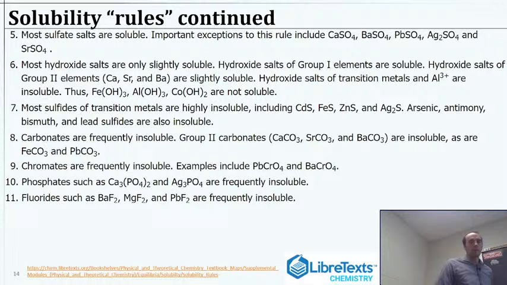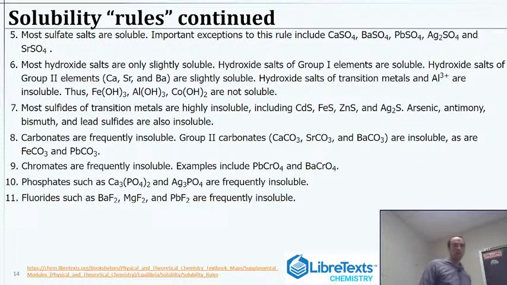Most sulfides, and by the way, I'm saying are or are not soluble. Again, these are generalizations, right? They're going to have some fraction that will dissolve, but generally, as a rule of thumb, not so soluble, right? Okay. Most sulfides of transition metals are highly insoluble. So cadmium sulfide, iron, zinc, silver. In addition to that, arsenic, antimony, bismuth, lead sulfides are not soluble.